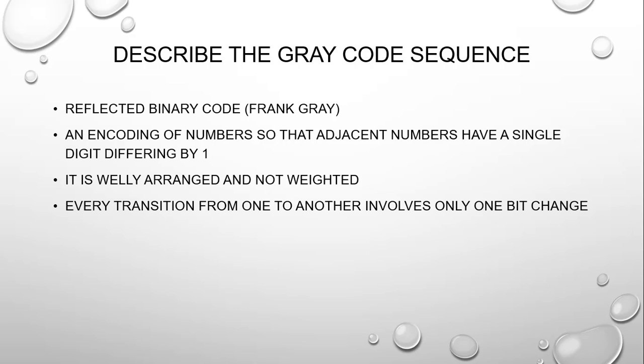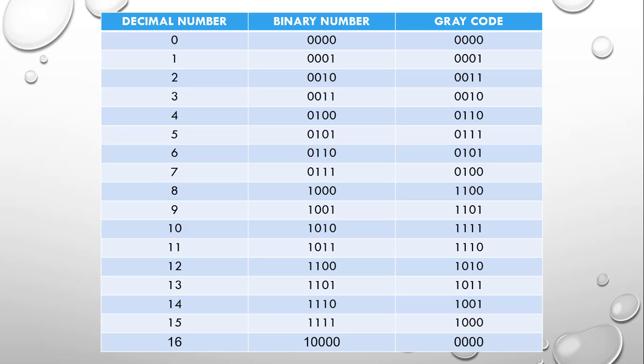This gray code, we can say it is well arranged, not weighted, and every transition from one to another only involves 1 bit change. So based on this table, we can see that there is a slight difference between gray code and binary number. In the previous slide, I mentioned one important point, which is the 1 bit change when switching. So for example, based on the table, for decimal 5 and decimal 6 in binary, there are 2 bit changes, which are 1 to 0 and 0 to 1. Then the other 2 bits remain the same. But in gray code, for decimal 5 and 6, we can see that there is only 1 bit change, which is the second digit, 1 to 0.